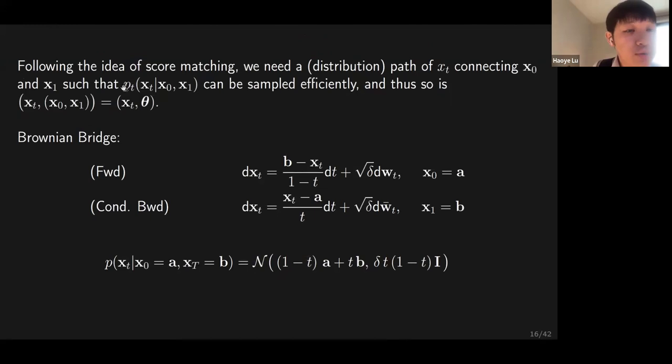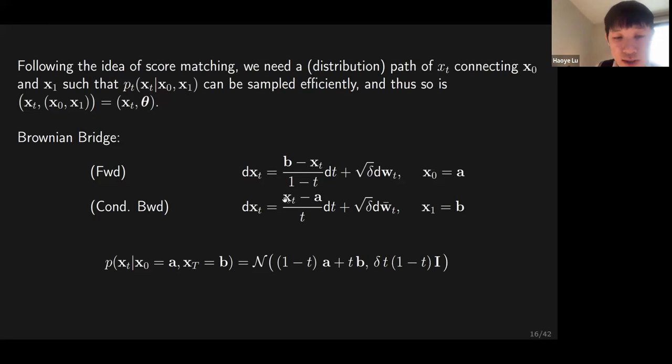All right. If we follow the idea of score matching, we basically need a distribution path of xt that transforms a blurry image x1 to a clear image x0. And in this case, we basically want p(xt | x0, x1), given these two images, to be sampled efficiently, and therefore we will have this coupling be sampled efficiently. So a natural choice to satisfy this requirement is the Brownian bridge.